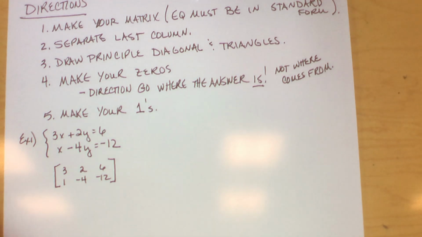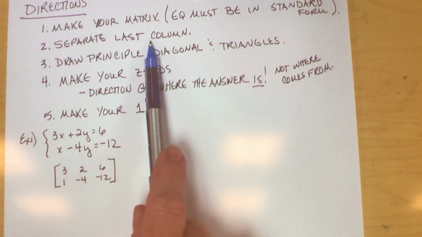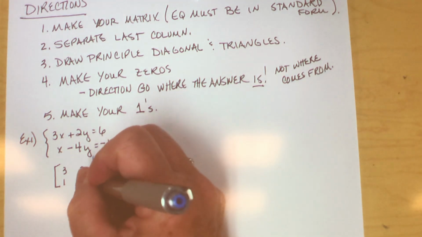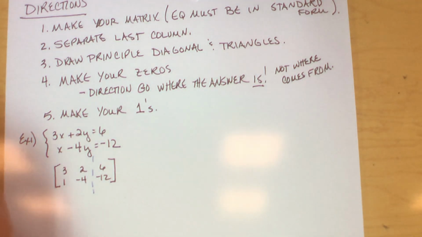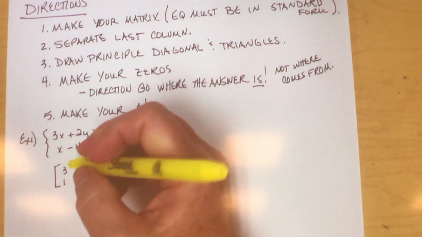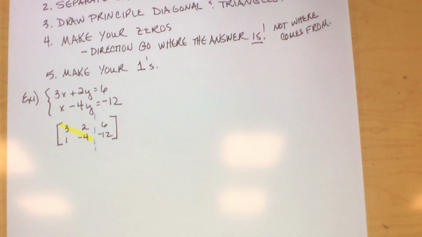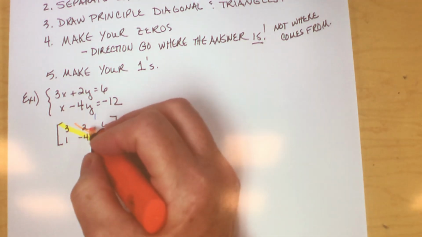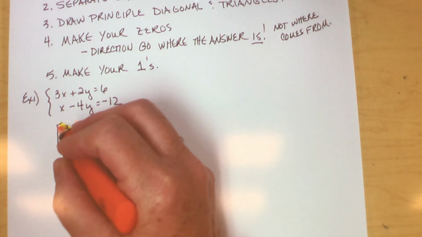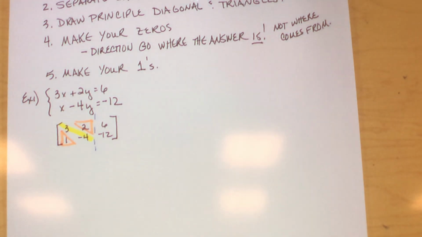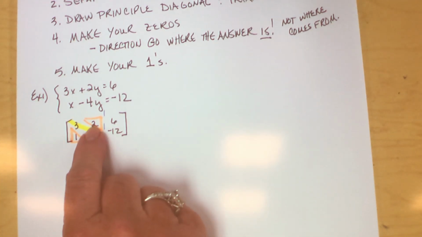Now, the next thing it tells you to do, it tells you what to do. It says separate your last column. So we'll separate that off. Now it says draw your principal diagonal and your triangles. So here's my principal diagonal. And here are my triangles. Okay, you got it? All right, now it says make your zeros. Your zeros go where the triangles are. Remember, we wrote that down. The triangles must be zeros. So you can either make a 0 out of this number right here.